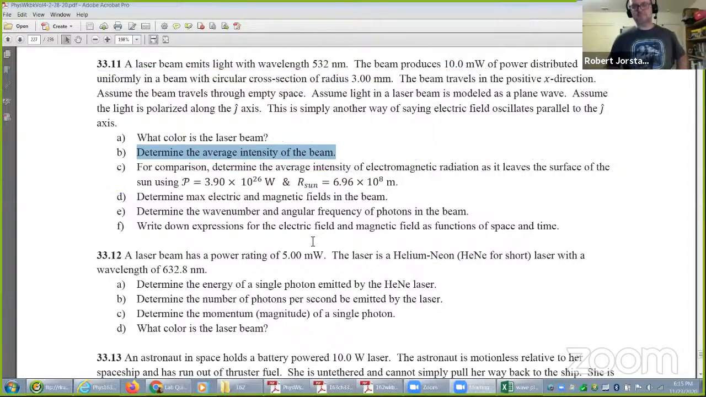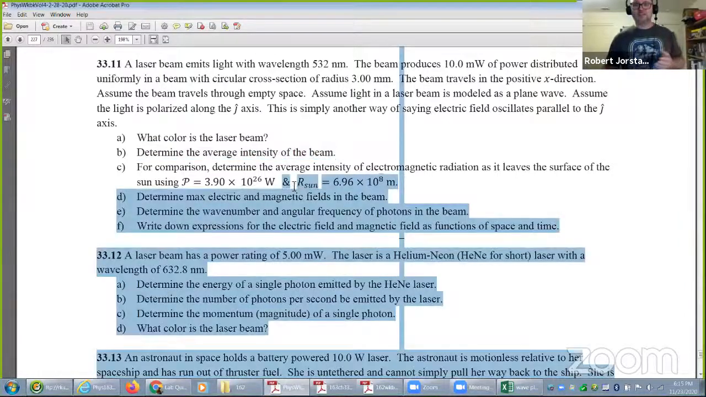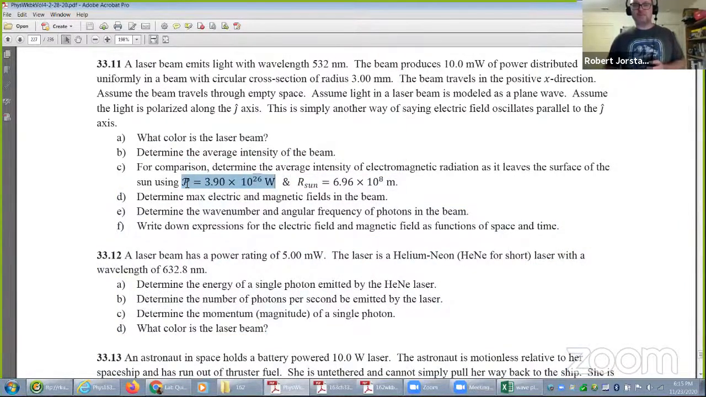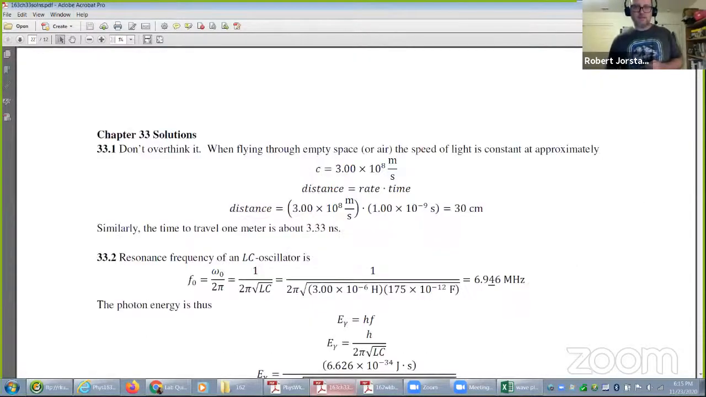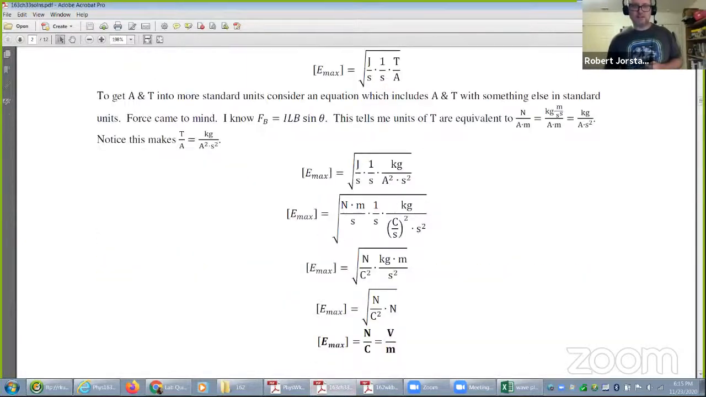Let's compare this pretty intense laser beam to the sun. You could imagine this is the energy emitted by the sun over that giant radius. So let's go look somewhere. There's a solution, I think. What question was this? 11?